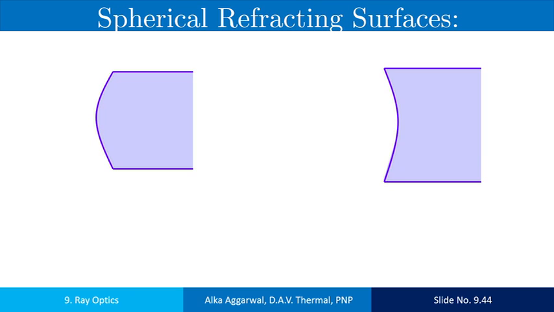We deal with two types of refracting surfaces. A surface which is convex towards the rarer medium is called a convex refracting surface, like this one. As it is convex, it is a convex refracting surface. A surface which is concave towards the rarer medium is called a concave refracting surface. This medium is rarer, this one is denser.